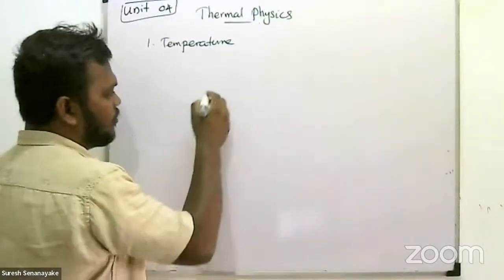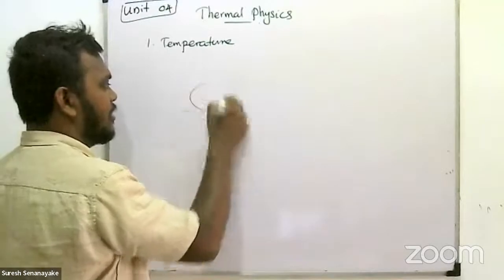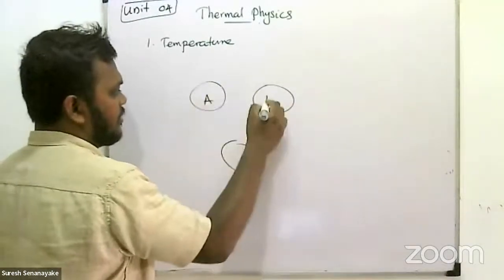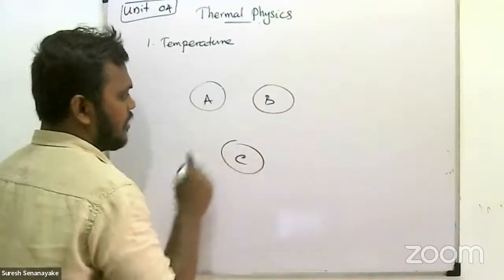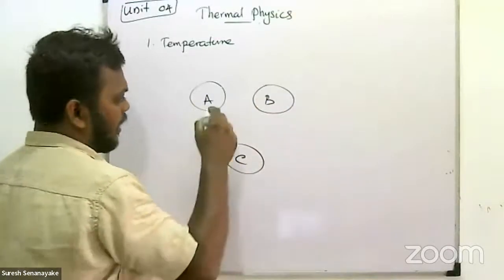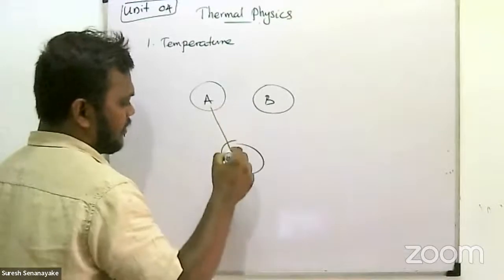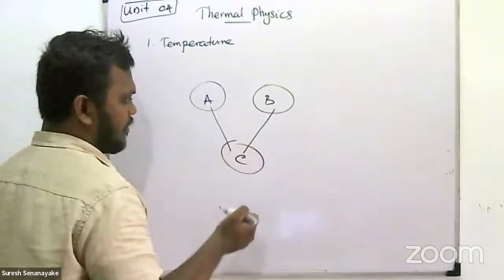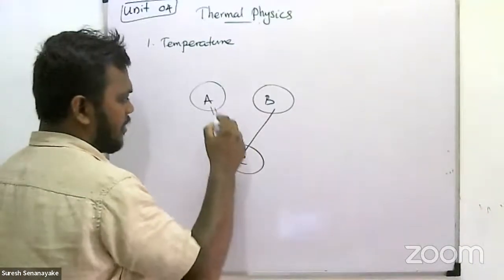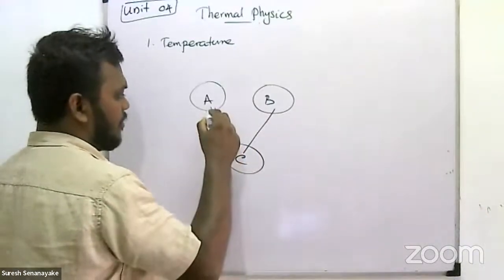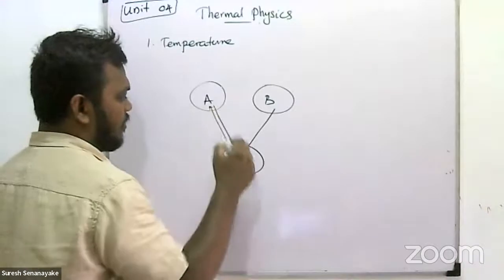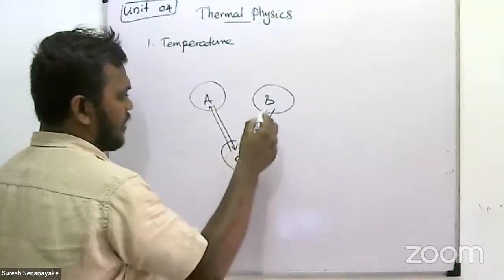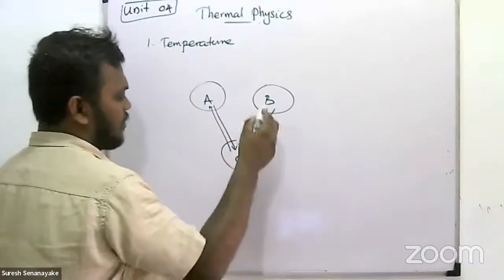If there are three bodies, right? A, B, and C, let's say. If A is in thermal equilibrium with C, and if B is in thermal equilibrium with C, it's a thermal equilibrium, right? Thermal equilibrium means there is no heat gain or no heat loss. That's the heat given from B to C and C to B are equal.